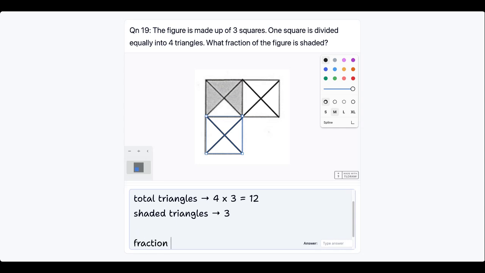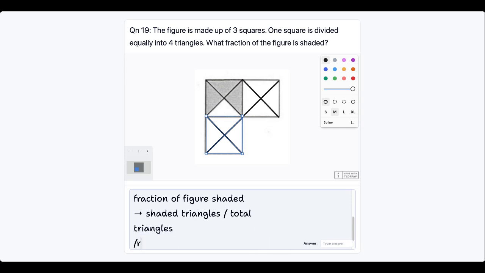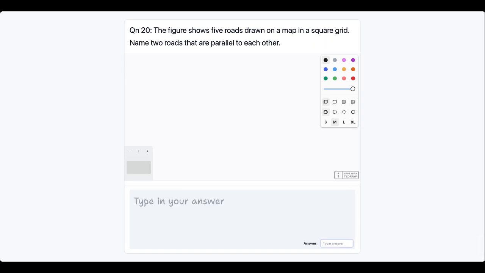So the fraction of the figure shaded is 3 divided by 12, or basically the shaded triangles over the total triangles, which is equal to 3 out of 12, which we always simplify into 1 quarter. So 12 divided by 3 is 4. So 1 quarter. That's what you see over here. All right, let's move on to the next question.